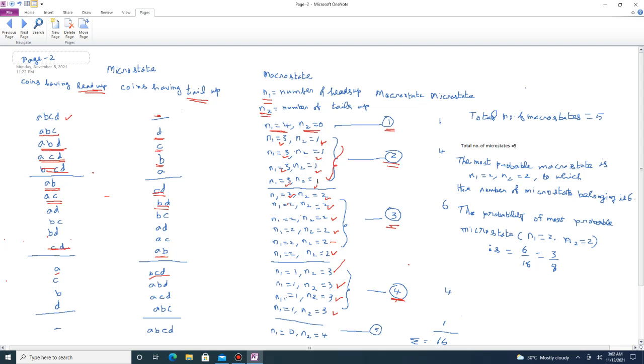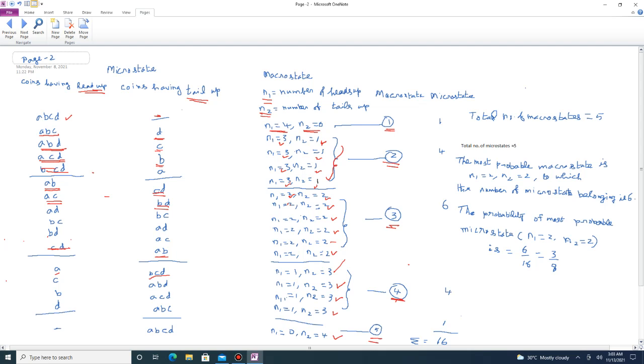So there are 4 macrostates. The last one is if you have no head up and all the 4 coins, A, B, C, D, are tail up. So then N1 is equal to 0, N2 is equal to 4. So this is the 5th. So there are 5 macrostates.